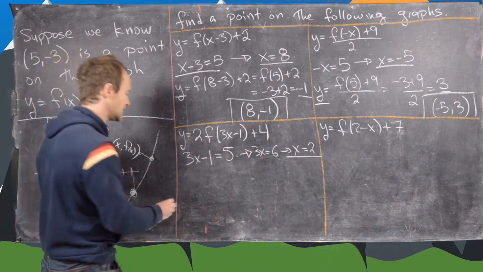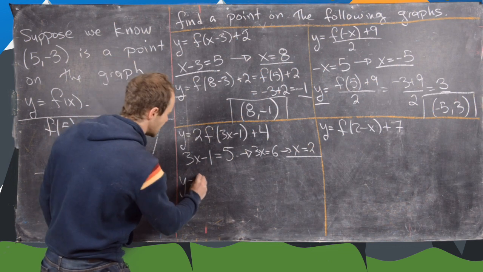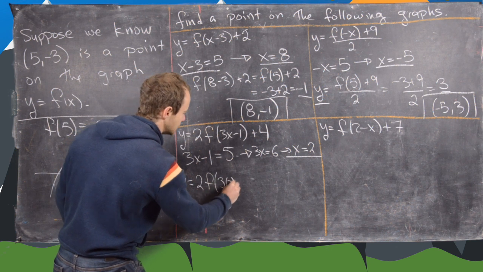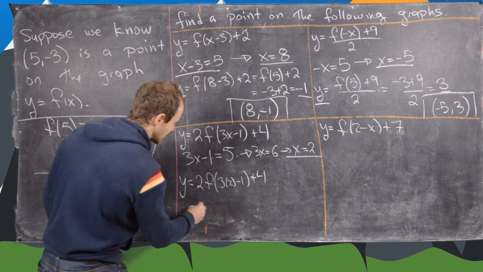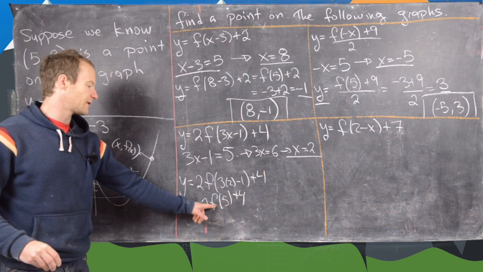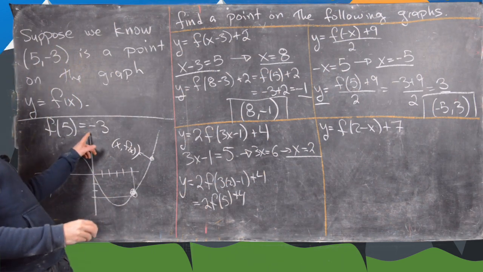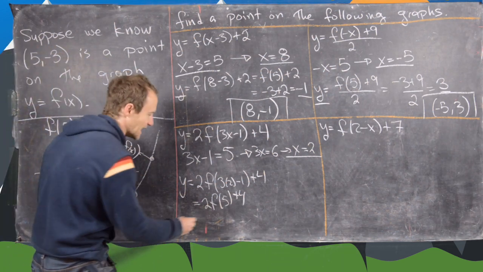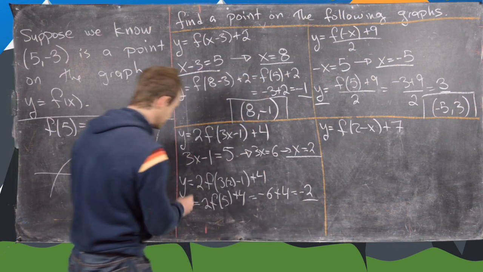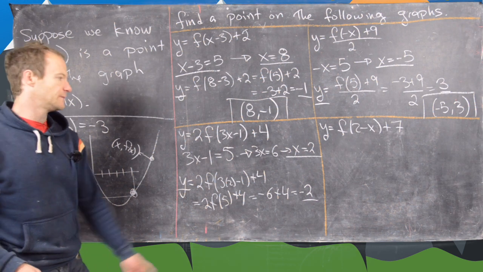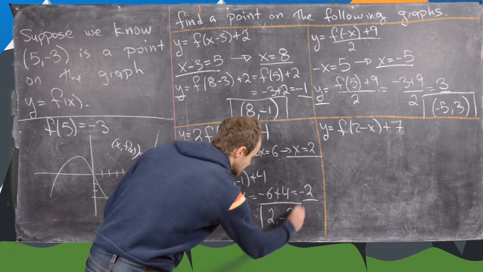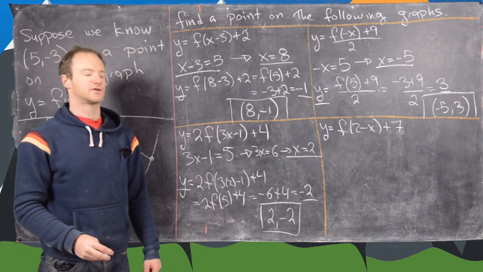Now we're going to plug that into this expression. We get y equals 2 times f of 3 times 2 minus 1, plus 4. That gives us 2 times f of 5 plus 4. Remember, f of 5 was equal to negative 3, that's given. So 2 times that is negative 6, and negative 6 plus 4 equals negative 2. That's our y value. Put that together with our x value, and that tells us that (2, -2) is a point on this graph.